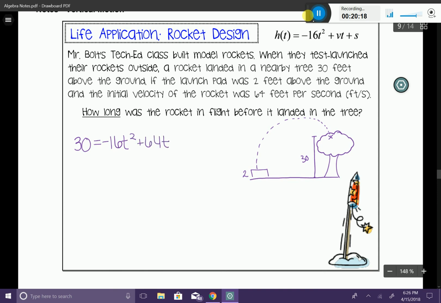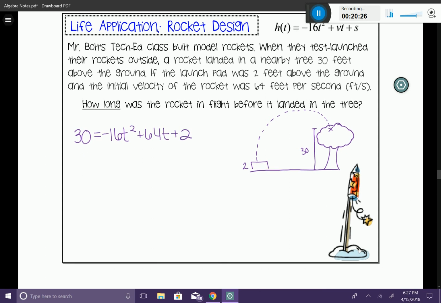And then my initial height was the height of my podium, which was 2 feet. Okay, so now that we're all set up here, we're trying to figure out how long was the rocket in flight before it landed in the tree. So how long indicates that we're looking for the variable t. We are not looking for the maximum height in this situation. If we were, we would be looking for the vertex. Okay, so right now we're just looking for the t.